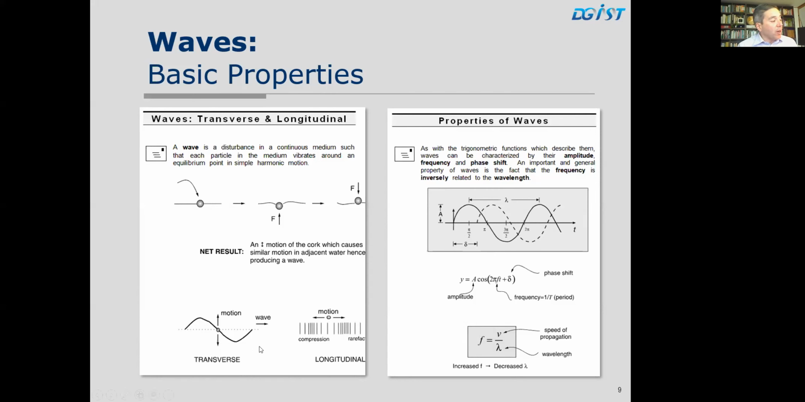We will focus on transverse waves because those are the type of waves that occur with electromagnetic waves. So when we go now into transverse waves, we have, as I implied earlier, certain properties. And there are three basic properties of waves.